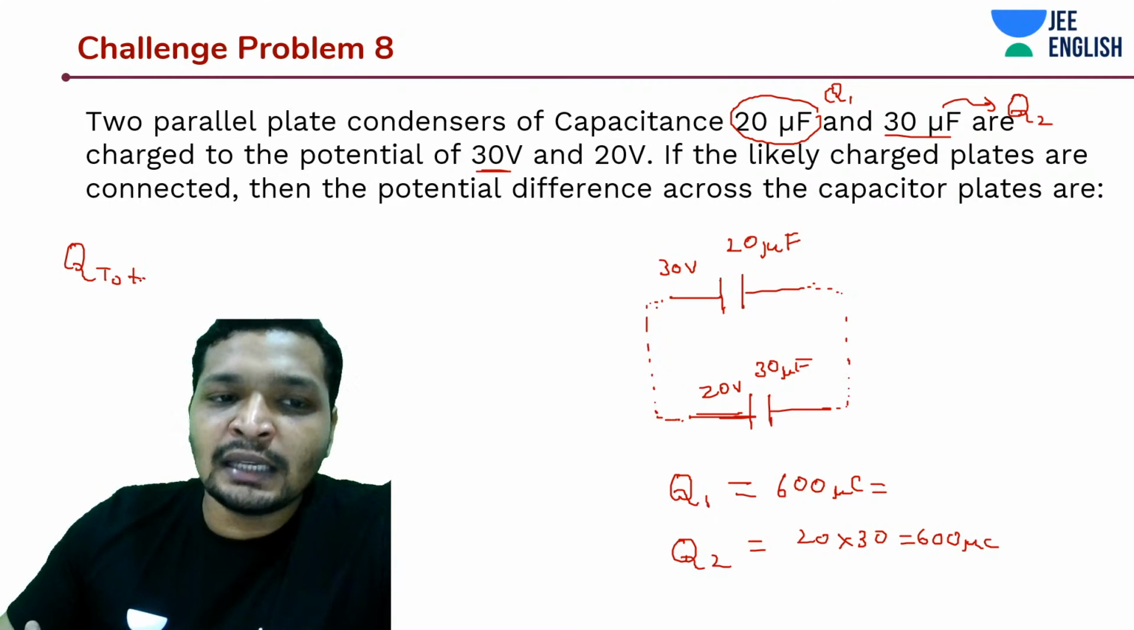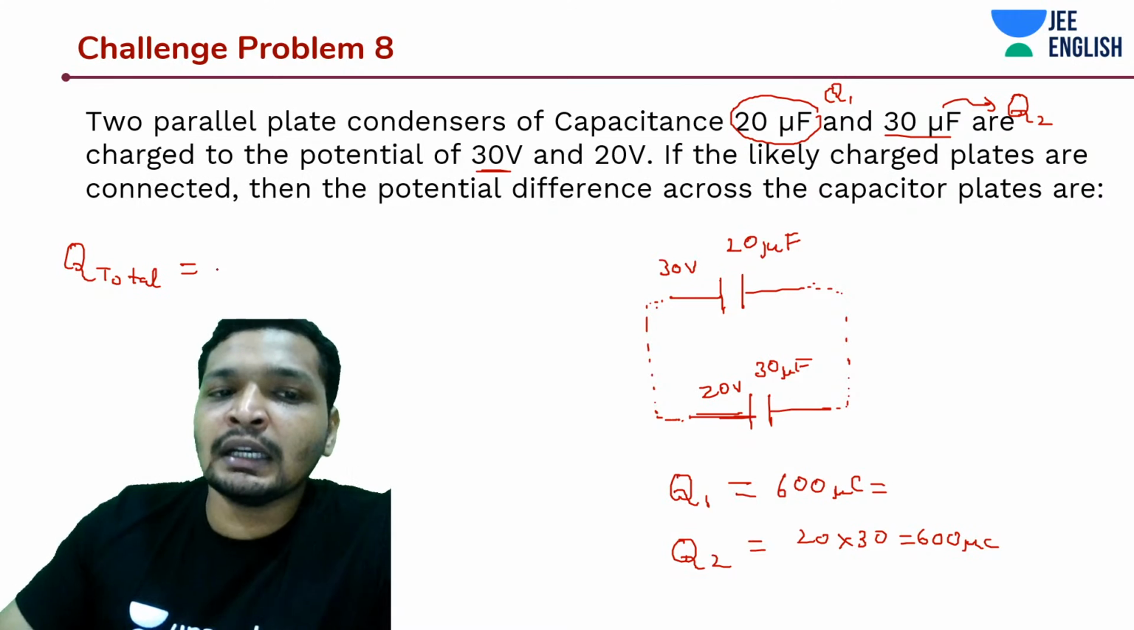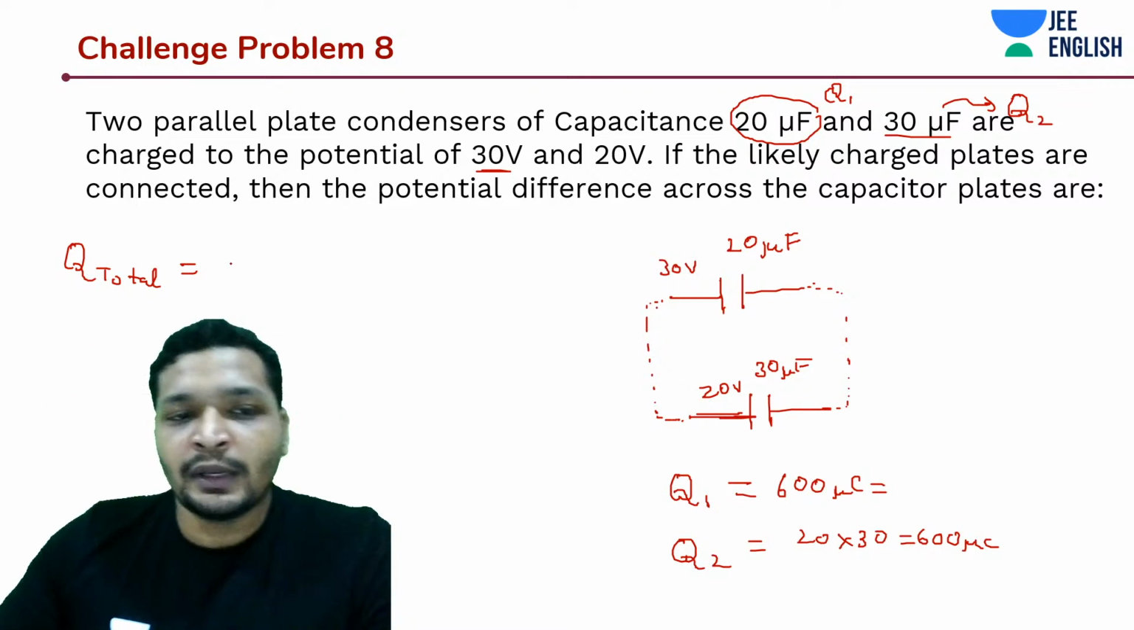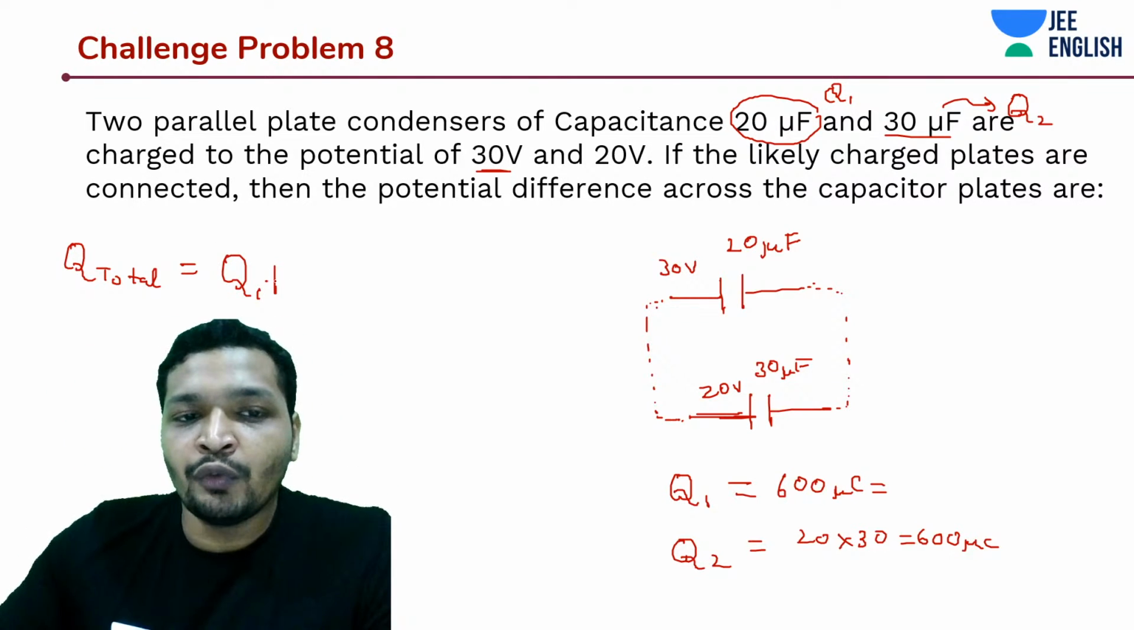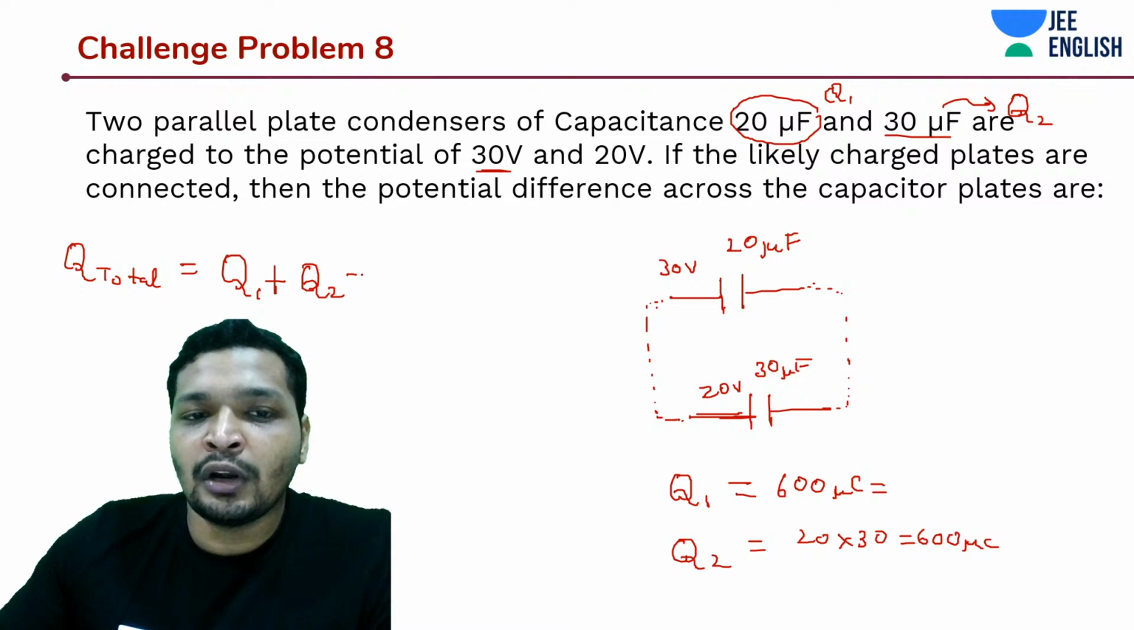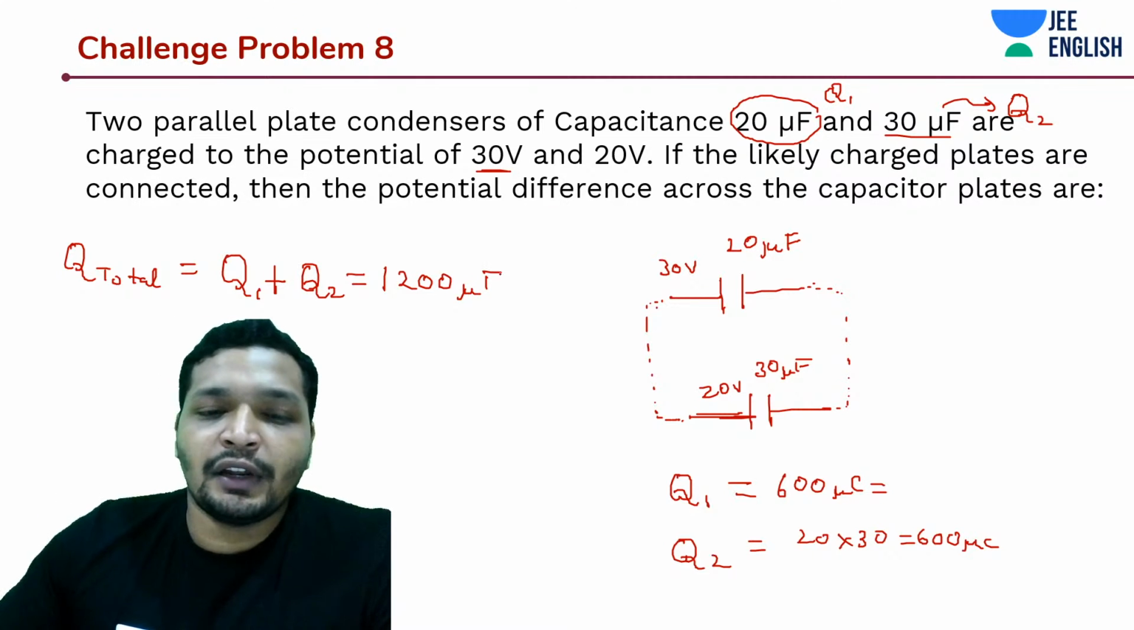They are connected in the same polarity, that means the charge will be conserved. If they are connected in the opposite polarity, it is not going to be conserved. Forget it for now, as we will see in a JEE Advanced problem, or as we have seen in a previous JEE Mains problem. So the total is going to be 1200 microcoulombs.